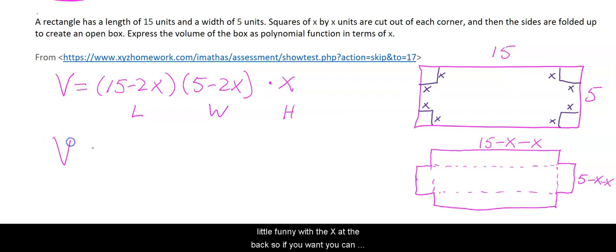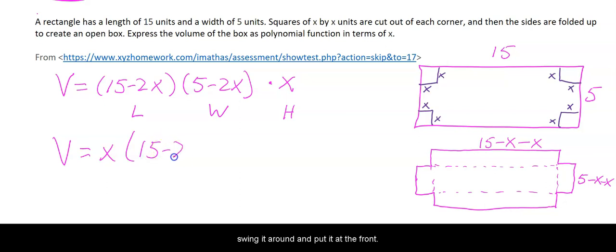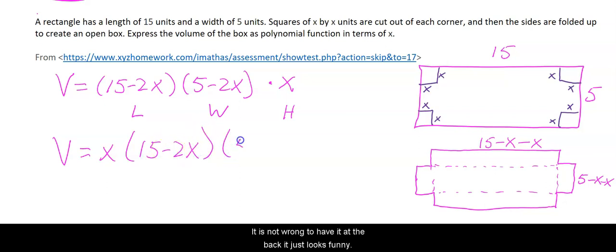It looks a little funny with the x at the back, so if you want, you can swing it around and put it at the front. It is not wrong to have it at the back, it just looks funny. That's it. That's the entire volume of the box expressed as a polynomial.